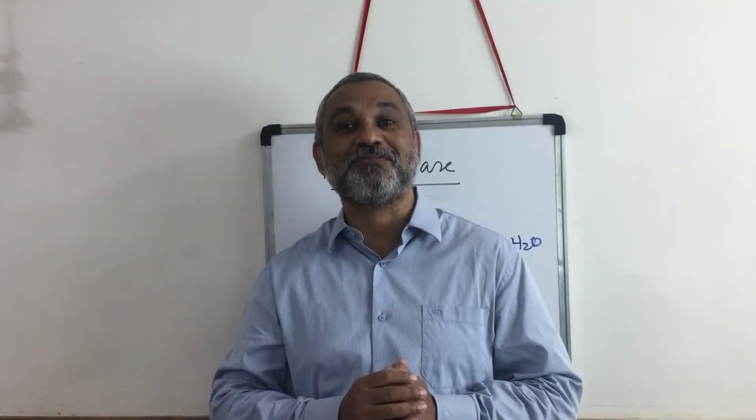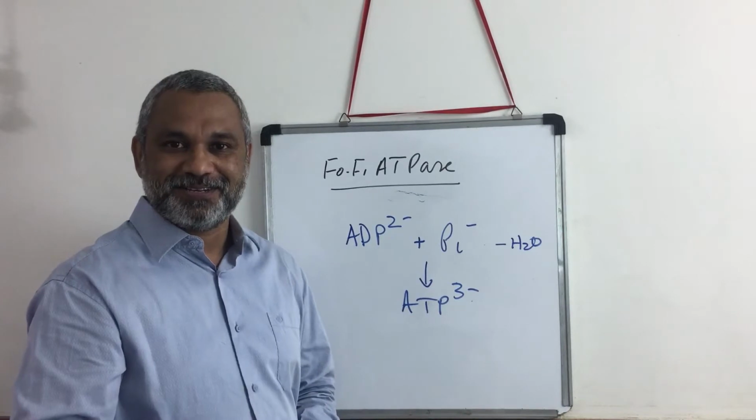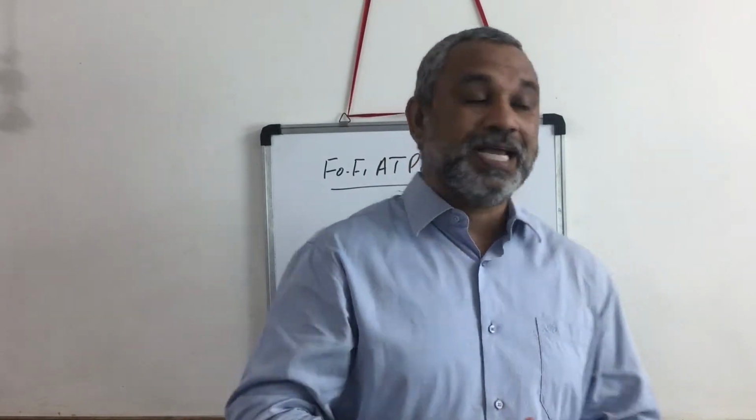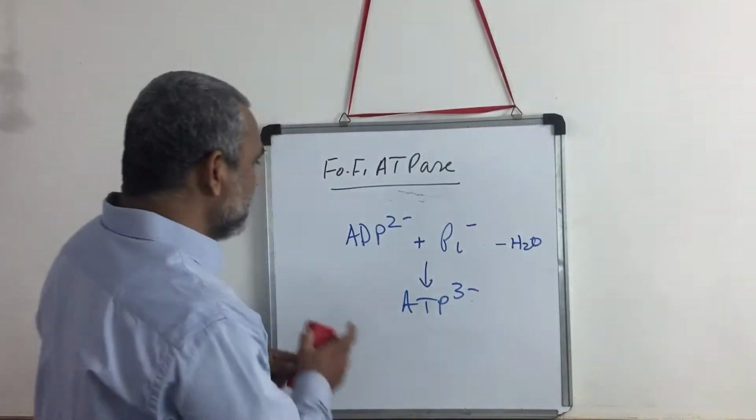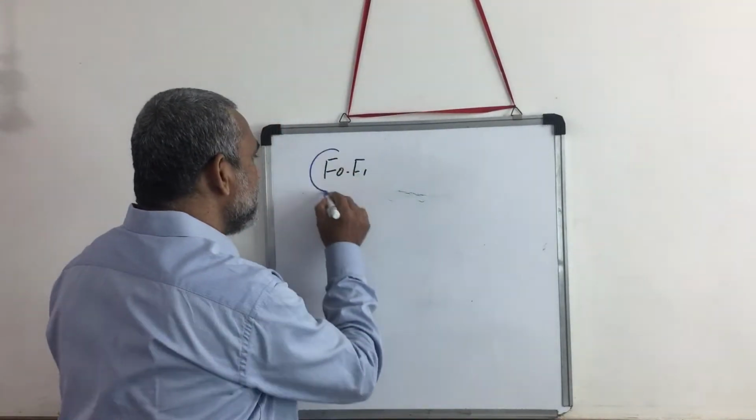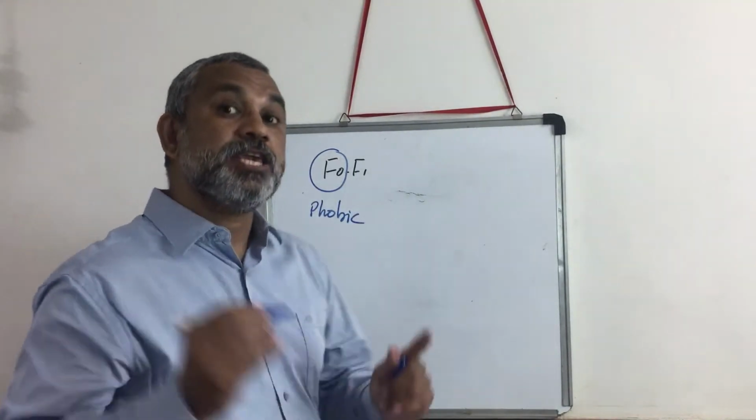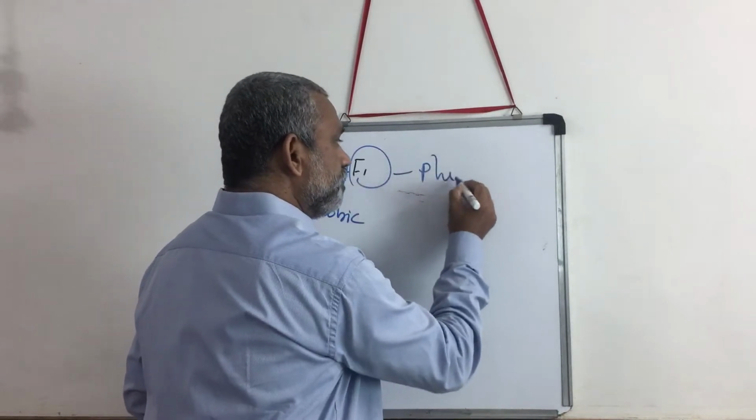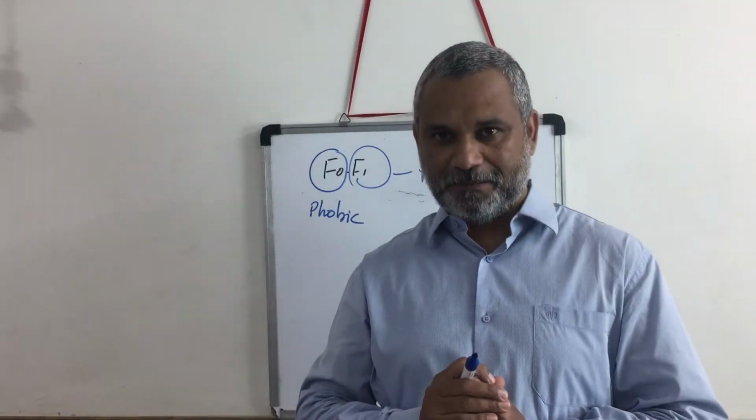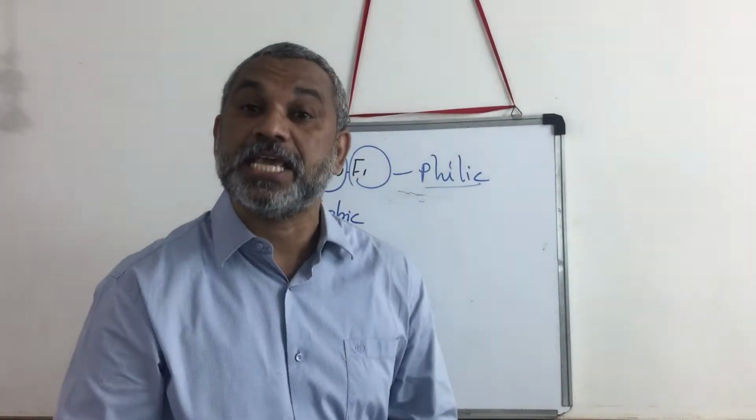After 70 or 75 years of experiments, what we are going to see today is the result, whatever we know as of now. First of all, let us look at the structure of this complex. As the name suggests, it has two portions. One is called the F0 portion. F0 is hydrophobic and F1 is hydrophilic. So the enzyme has a hydrophobic and a hydrophilic region. Let us first begin by looking at the hydrophilic region, that is the F1 complex.